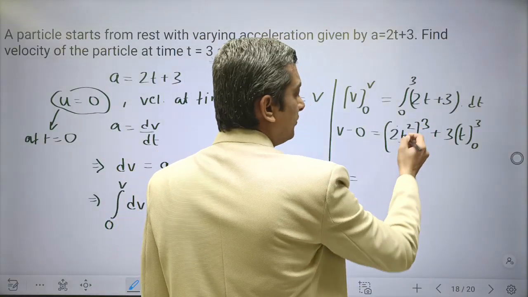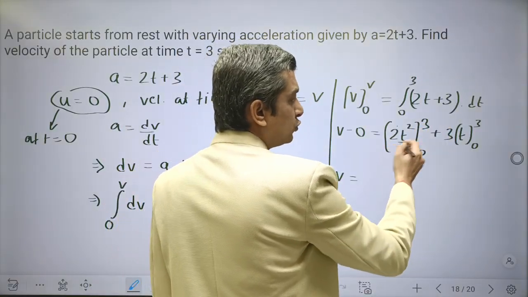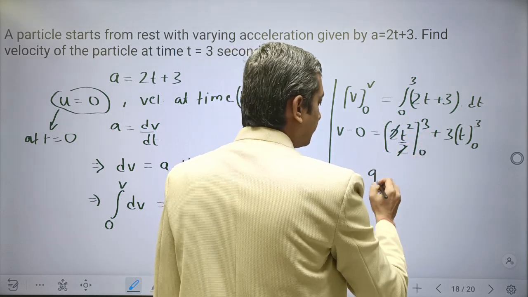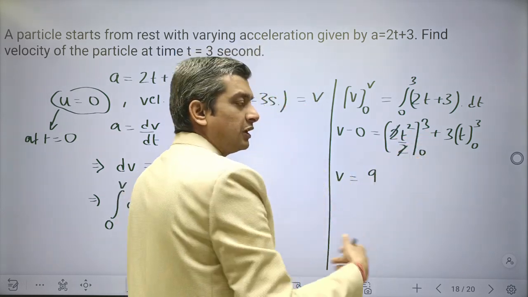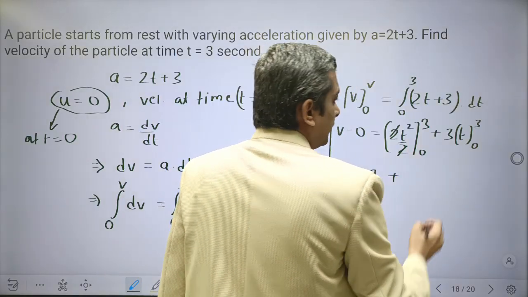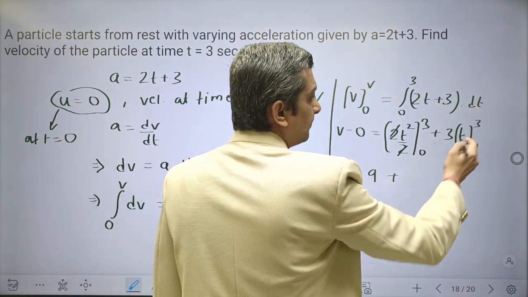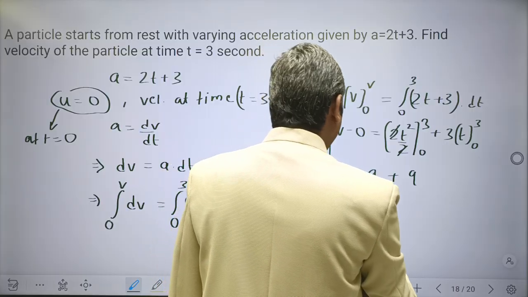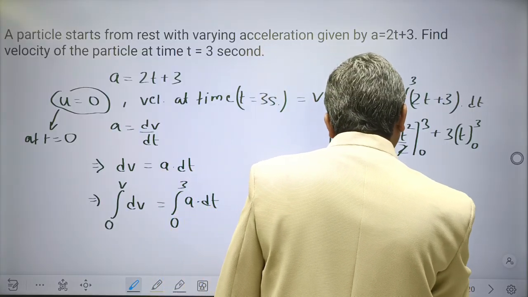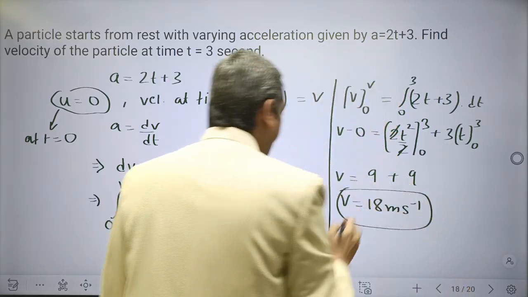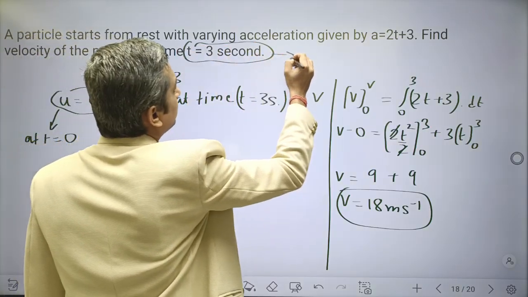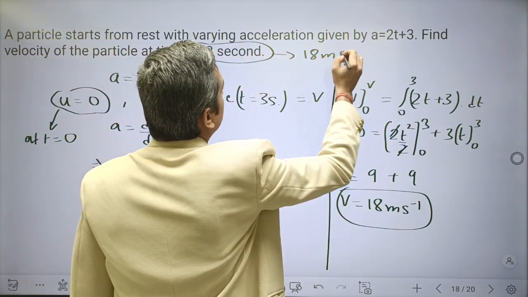Now put the upper limit, that is 3 square. This 2 gets cancelled. t square means 3 square, that is 9. And put the lower limit, it will be 0. Now here put the upper limit 3. So 3 times 3 is 9. When you put the lower limit, it will be 0. So v is equal to 18 meter per second. So the velocity at time t equal to 3 seconds is equal to 18 meter per second.